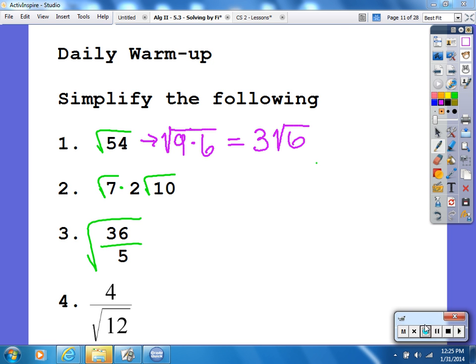Here we have our first problem, square root of 54. And we wrote that into the square root of 9 times the square root of 6. The square root of 9 is 3. So 3 square roots of 6 is correct.